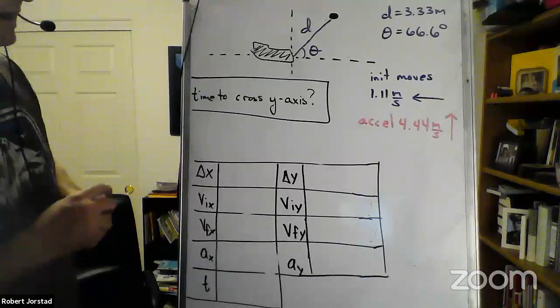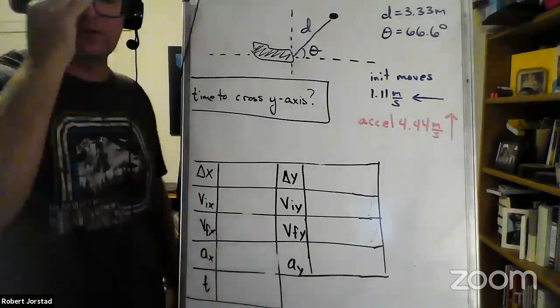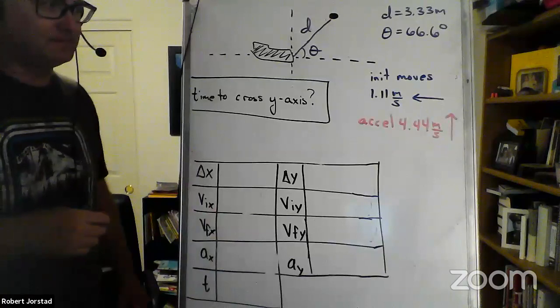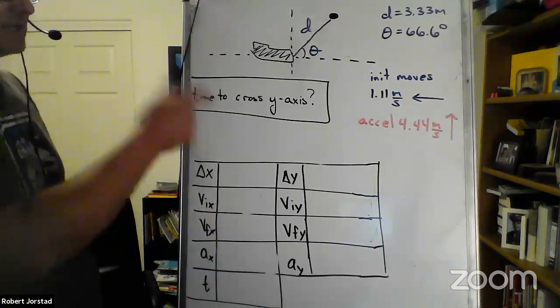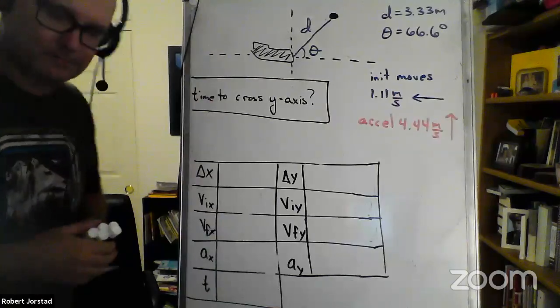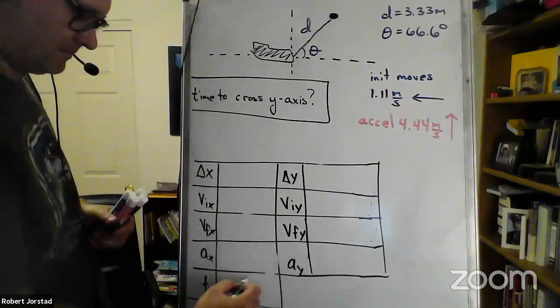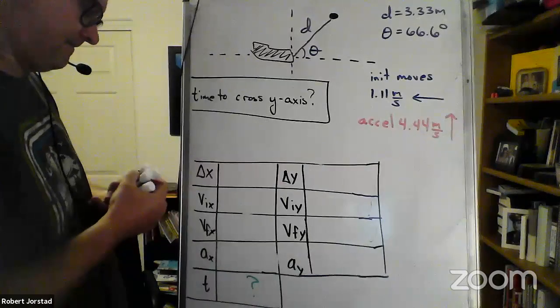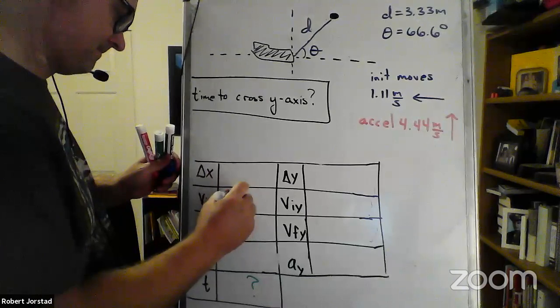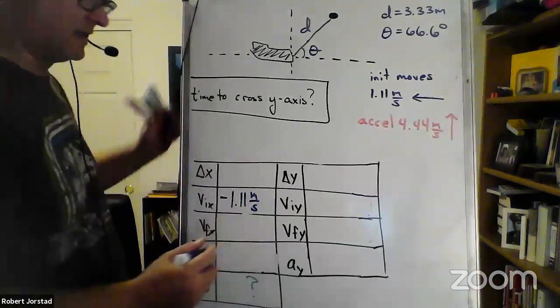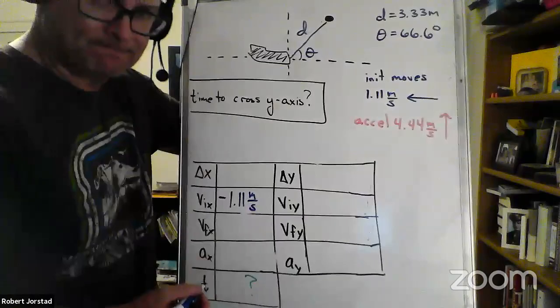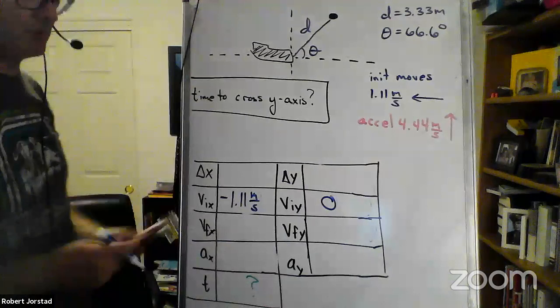All right, let's get these list of knowns. We got 2 minutes. You could do this. Somebody give me something. We're looking for the time to cross the y-axis. Okay, go for it. So time is unknown. Got it. Our initial velocity in the x would be negative 1.11 meters per second. Yep. What's the initial velocity in the y? 0. Yep. If we're moving left, you're not moving up and down.